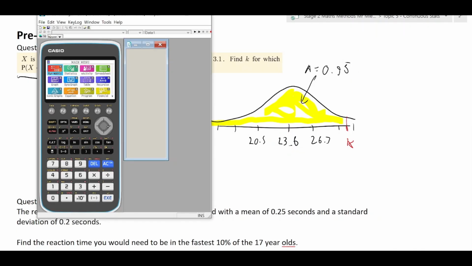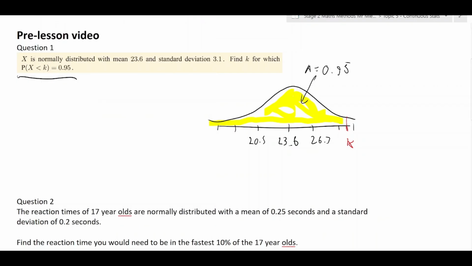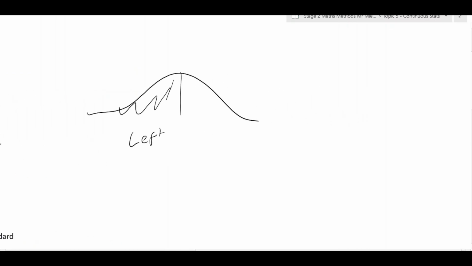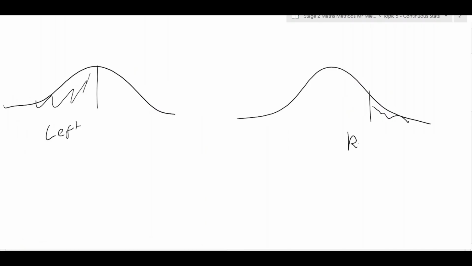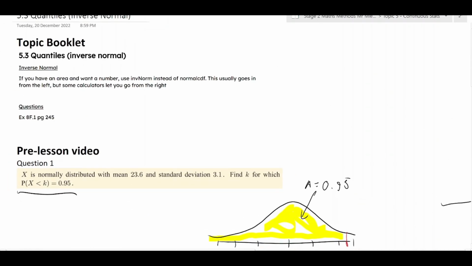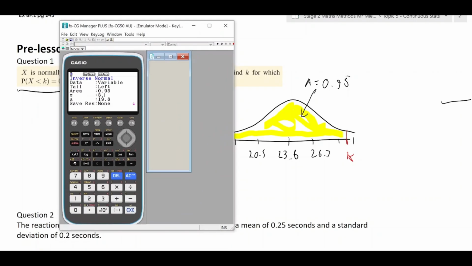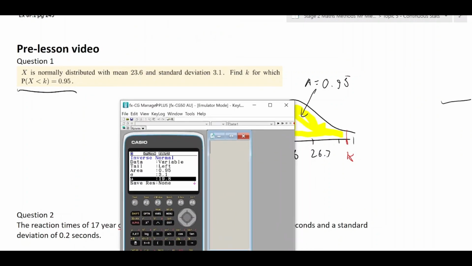So what we're going to do is go into our normal distribution. Now, if you're on a Texas, it's going to look very similar. Go to where you'd normally find normal CDF and do inverse normal. What we need is a left tail, because you can see that I've shaded to the left. If we got something like that, that is a left, but something like that would be a right tail. So you have to maybe draw a picture and figure out which one you want. So we want a left tail here. The area is 0.95. The standard deviation was 3.1, and the mean was 23.6.